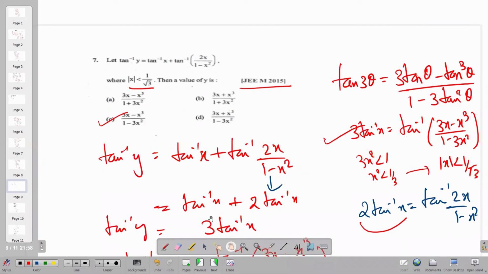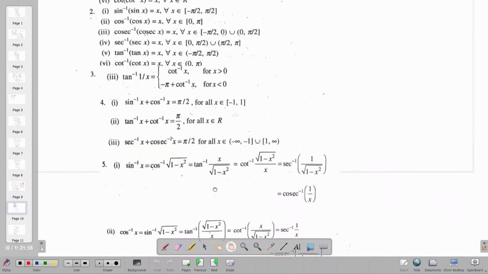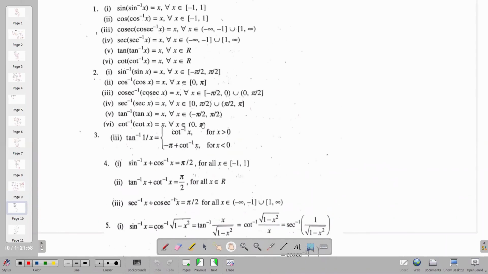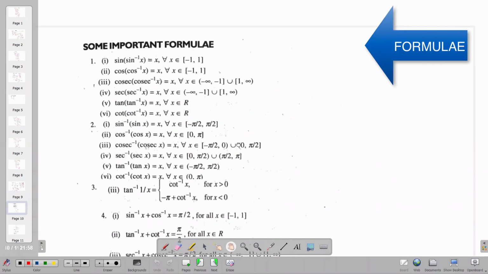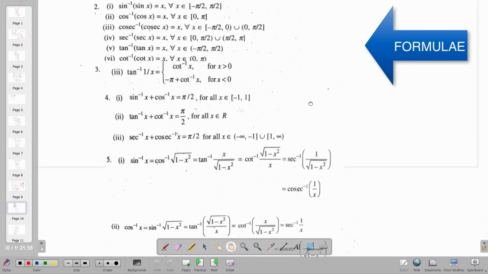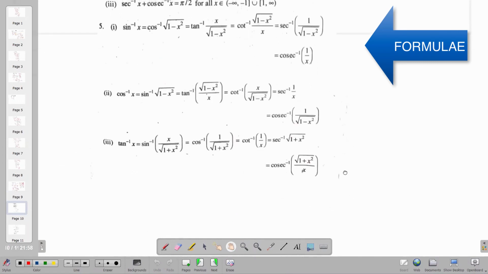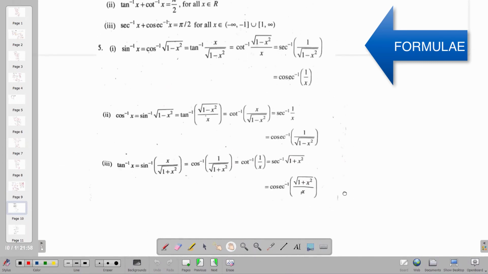Here are a few important formulae of inverse trigo. You can take a screenshot. I have a few more formulae here. So you can take a screenshot here.